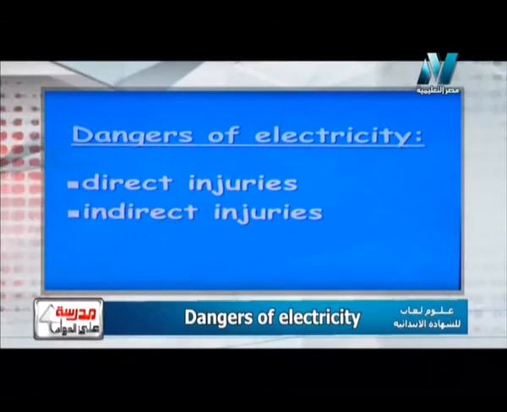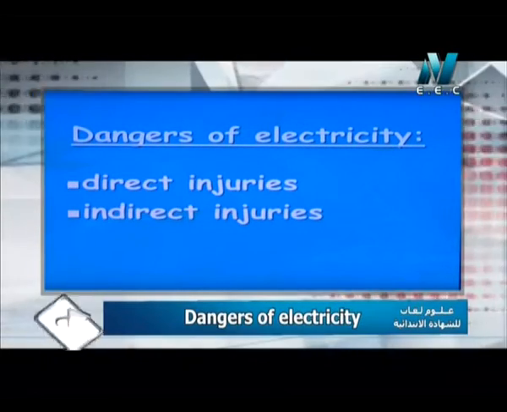If we deal with electricity in a wrong manner, we will have injuries, God forbid. So we must take care. We have two types of injuries and we must take care how to avoid them, how to avoid the dangers that come from electricity. This lesson is very interesting and very easy at the same time and very important, not just for the exam itself but for our personal life.